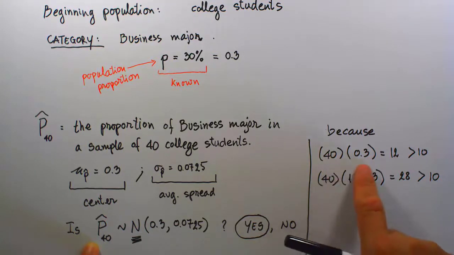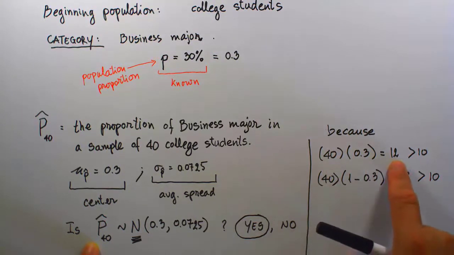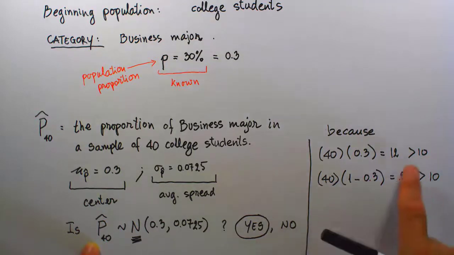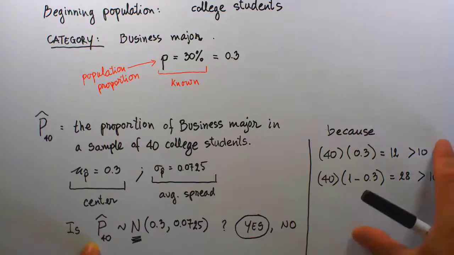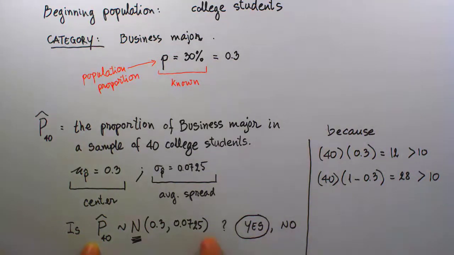So 40 multiplied with 0.3 gave me a count being 12, greater than 10. Satisfy the requirement stated in the central limit theorem. And then the same sample size multiplied with the setup 1 minus 0.3 gave me a count being 28, above 10 once again. And so, since both of these requirements are satisfied, I can now say yes to the question.